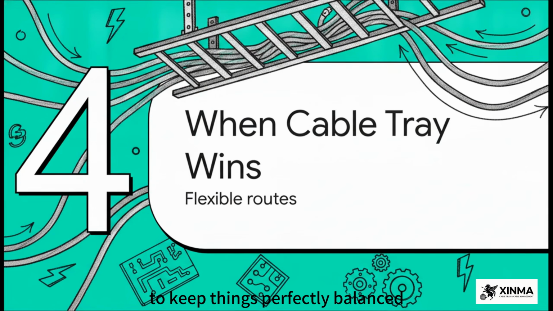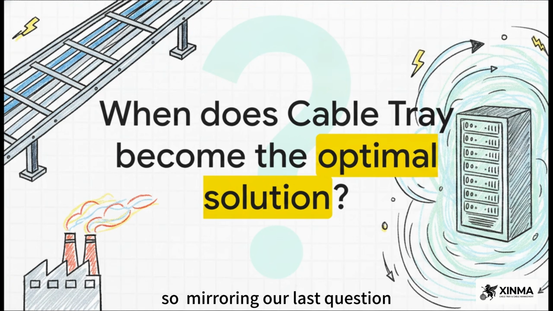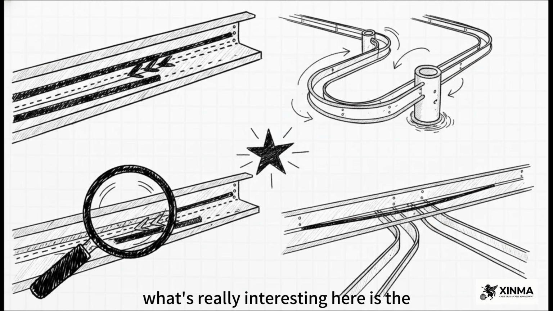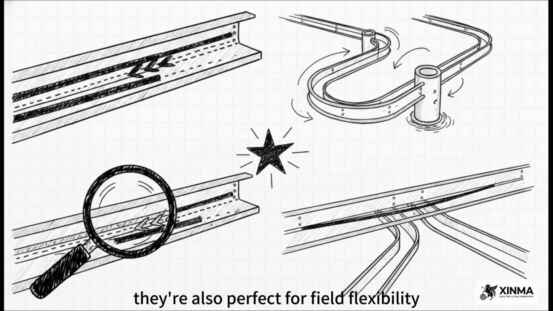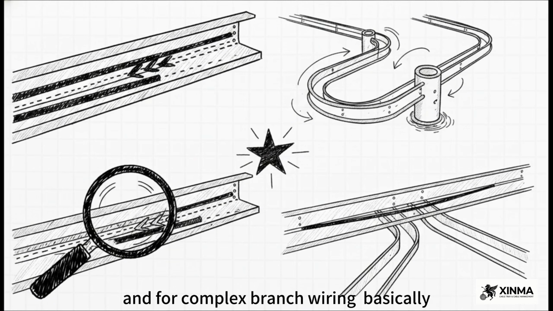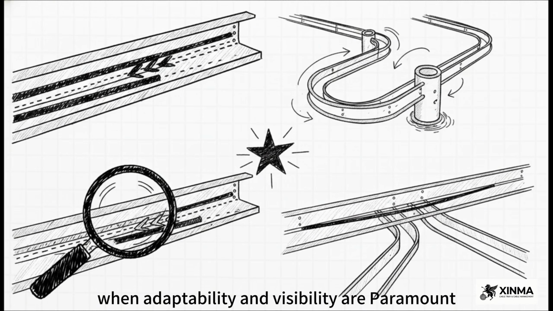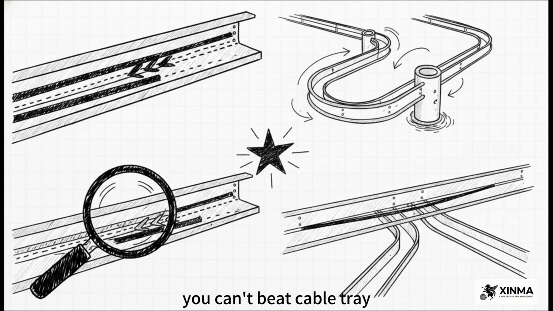To keep things perfectly balanced, we need to flip the coin. Part 4. When cable tray wins. So, mirroring our last question, when exactly does cable tray step up and dominate the field? What's really interesting here is the totally different underlying logic. Cable trays completely dominate when you need to run mixed cable types, like, say, putting power and control lines in the exact same path. They're also perfect for field flexibility, when you have to adapt on the fly, when you need direct visual inspection, and for complex branch wiring. Basically, when adaptability and visibility are paramount, you can't beat cable tray.